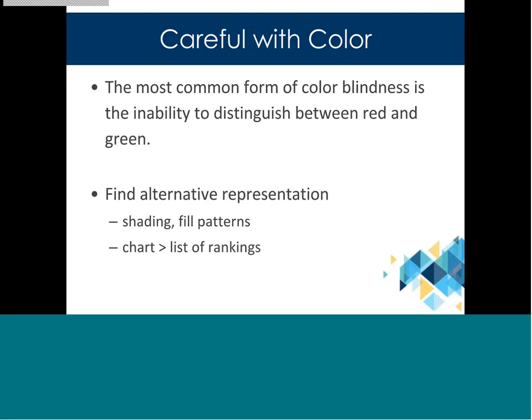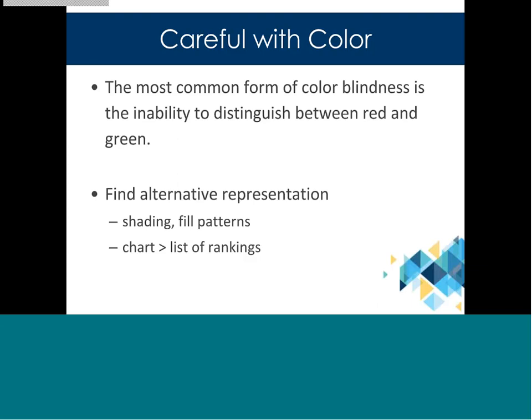So another piece of advice is to be very careful with color. The most common form of color blindness is the inability to distinguish between red and green. And so you want to find an alternative representation. This might mean if you're making a pie chart, you look at the shading, or you use fill patterns that can build texture into the different pieces of the pie, and that can help make sure that the user can distinguish the sections so that you're not relying on color alone.